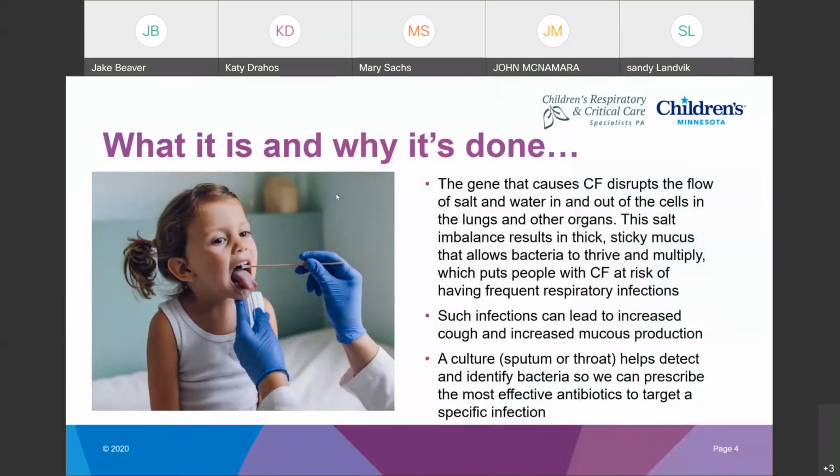So as Dr. McNamara mentioned, the gene that causes cystic fibrosis disrupts the flow of salt and therefore water in and out of the cells in the lungs and multiple other organs. And this salt imbalance results in thick, sticky mucus that allows bacteria to thrive and multiply and puts people with CF at risk of having frequent respiratory infections. Those infections can lead to increased cough and increased mucus production, and a throat culture or a sputum culture help us to detect and identify the bacteria that are causing those infections so that we can use the most effective antibiotics necessary to target the infection.